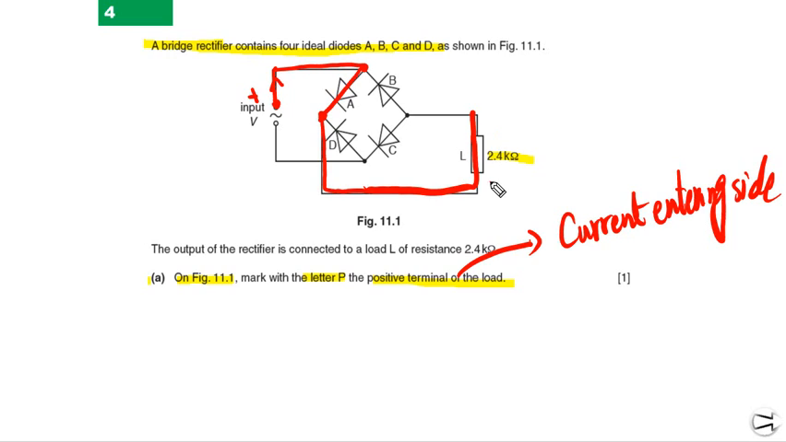So it means the bottom side has to be positive, or simply we will write here the letter P. We have to mark P here. And then current will go this way.